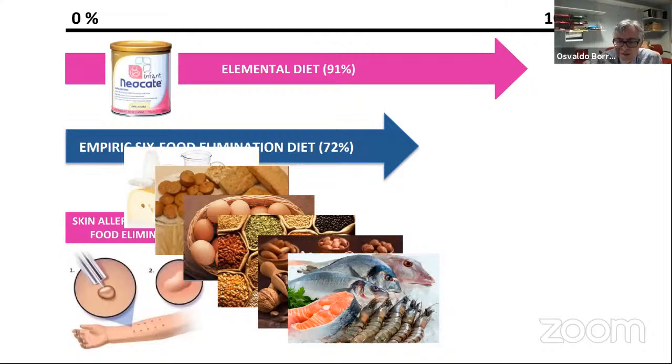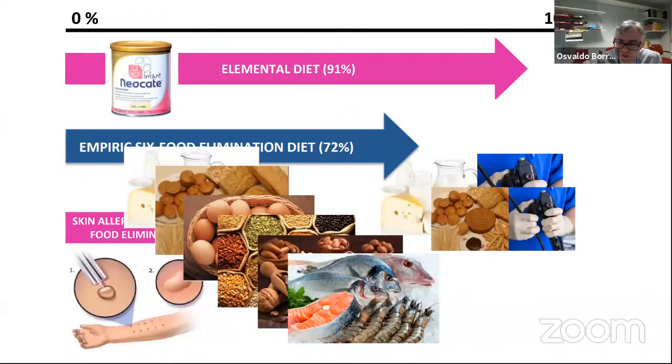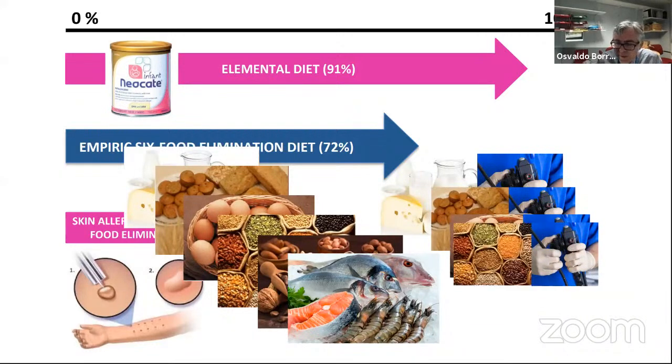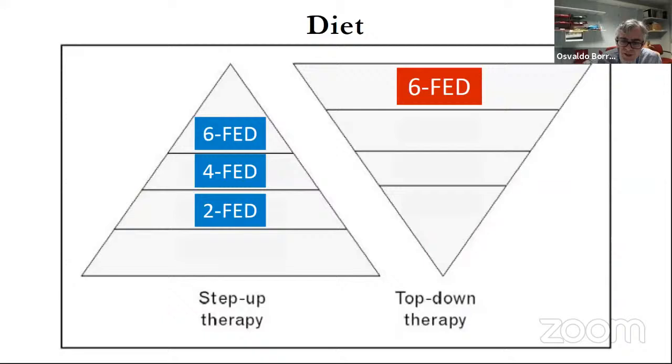and soya. Now, the problem is that every time we reintroduce foods, we need to scope for each food in order to identify the specific antigen. It has been calculated that almost 42 weeks are required for this process, and the number of endoscopies varies between 14 and 18 in order to identify the culprit of eosinophilic esophagitis.